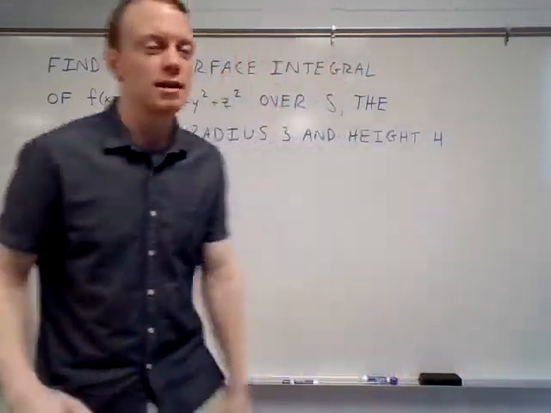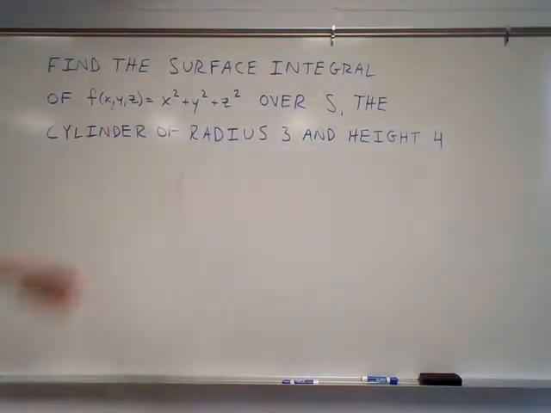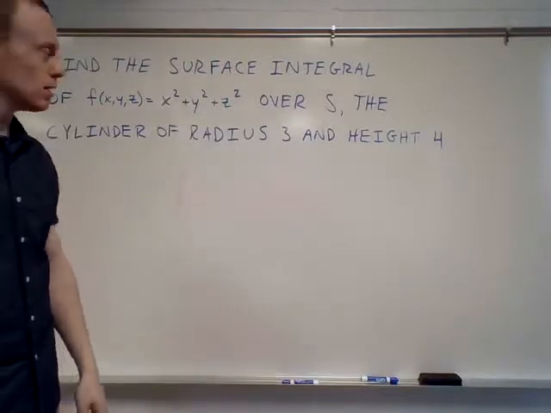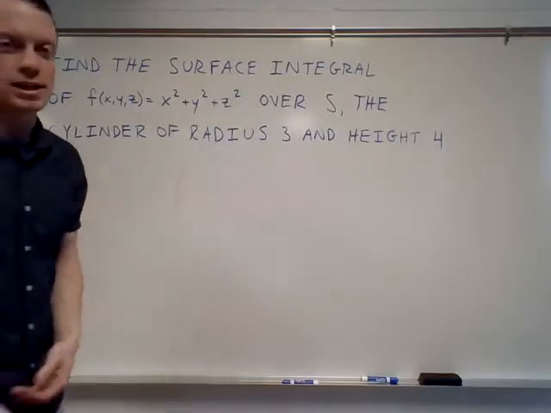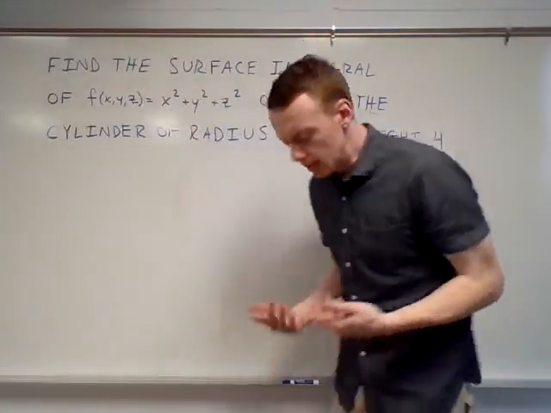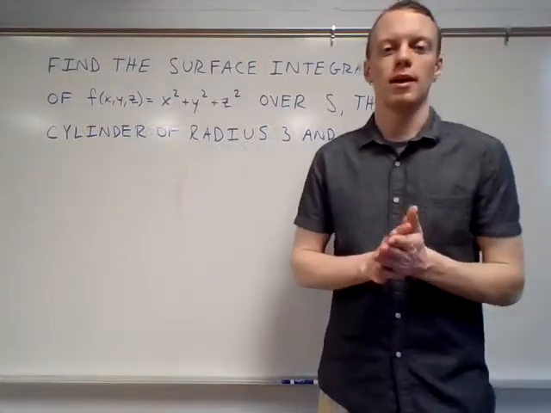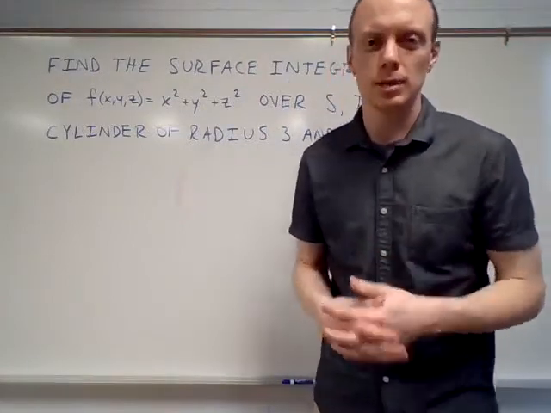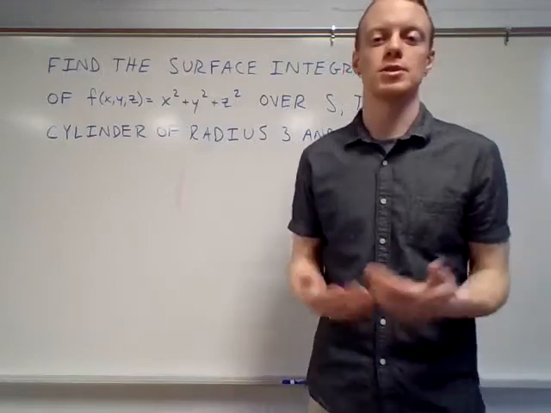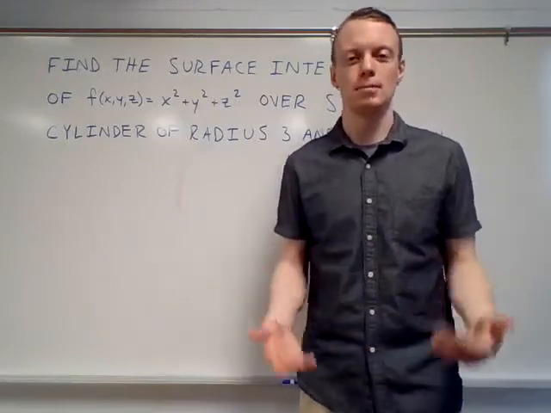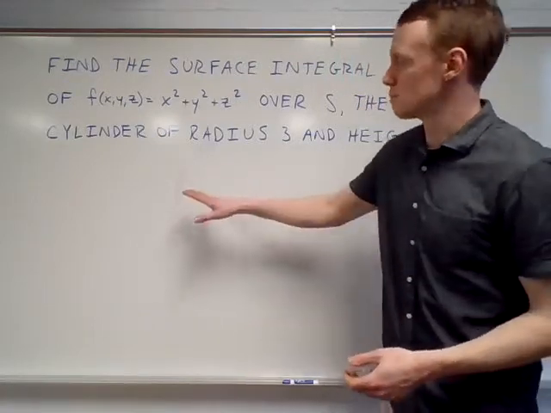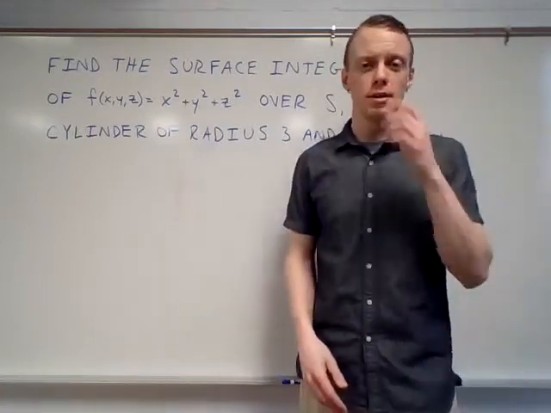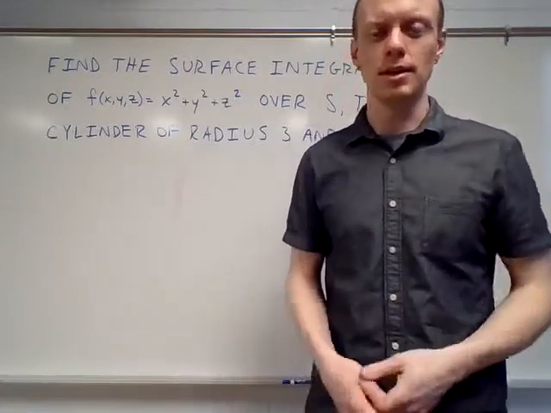So first guy that we have lined up here, we're going to find the surface integral of the real valued function x squared plus y squared plus z squared over S, which is going to be the cylinder of radius 3 and height 4. Now the cylinder, one of our basic types of shapes, this is one of those shapes where you just need to know what the parametric equations for this cylinder are. Unless specified, you can assume that the base of the cylinder lies in the xy plane.